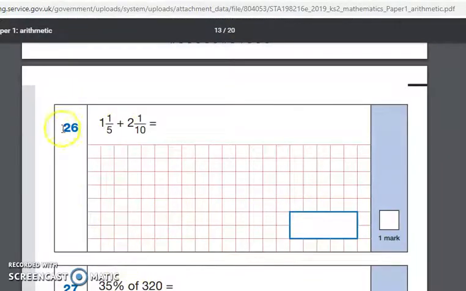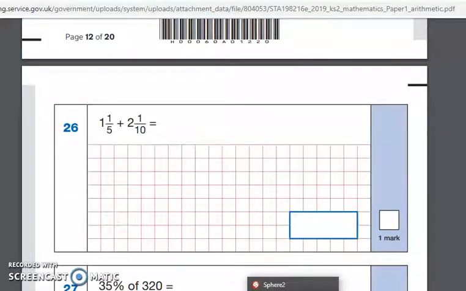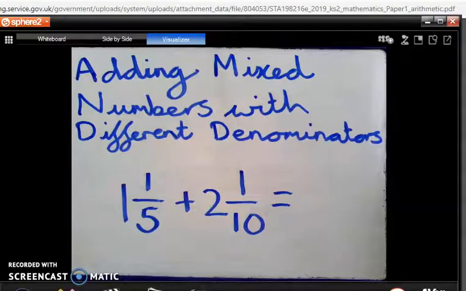Today we're going to look at adding mixed numbers with different denominators. Here's a question from the 2019 SATs arithmetic paper. Let's go through our steps for solving this kind of calculation.